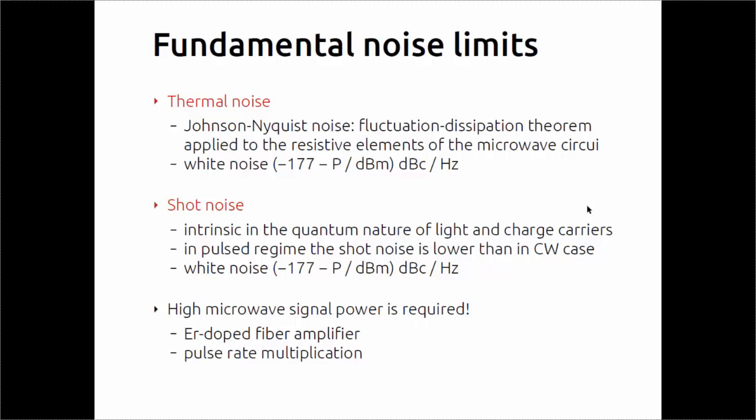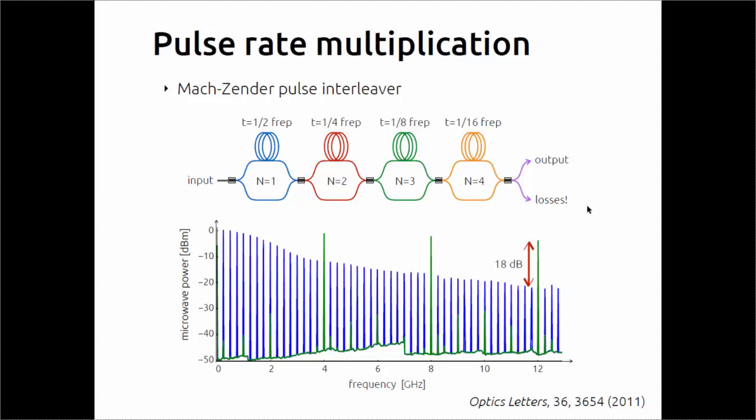Our comb has a repetition rate of 250 megahertz, but we want to detect microwave signals at 12 gigahertz. So we have a lot of spectral content in the microwave signals at the harmonics of our repetition rate that we don't really need. The trick is very easy in principle, though a bit harder to realize in practice. We simply have cascaded interleavers.